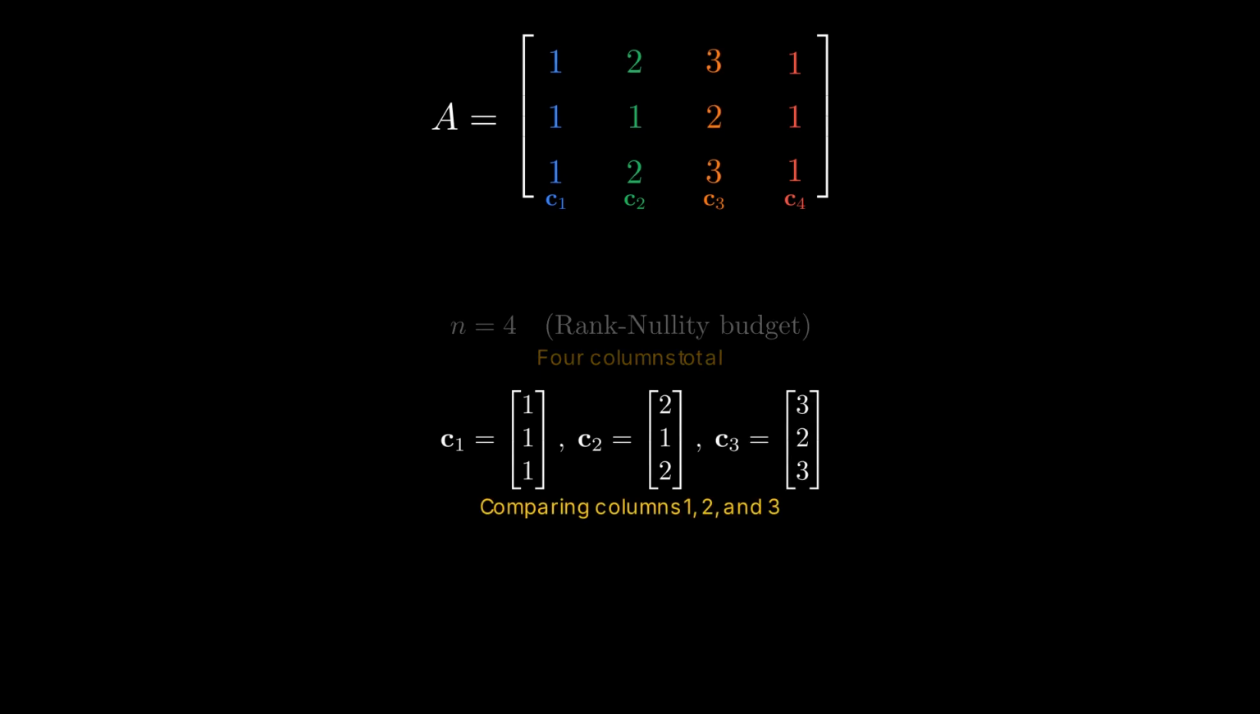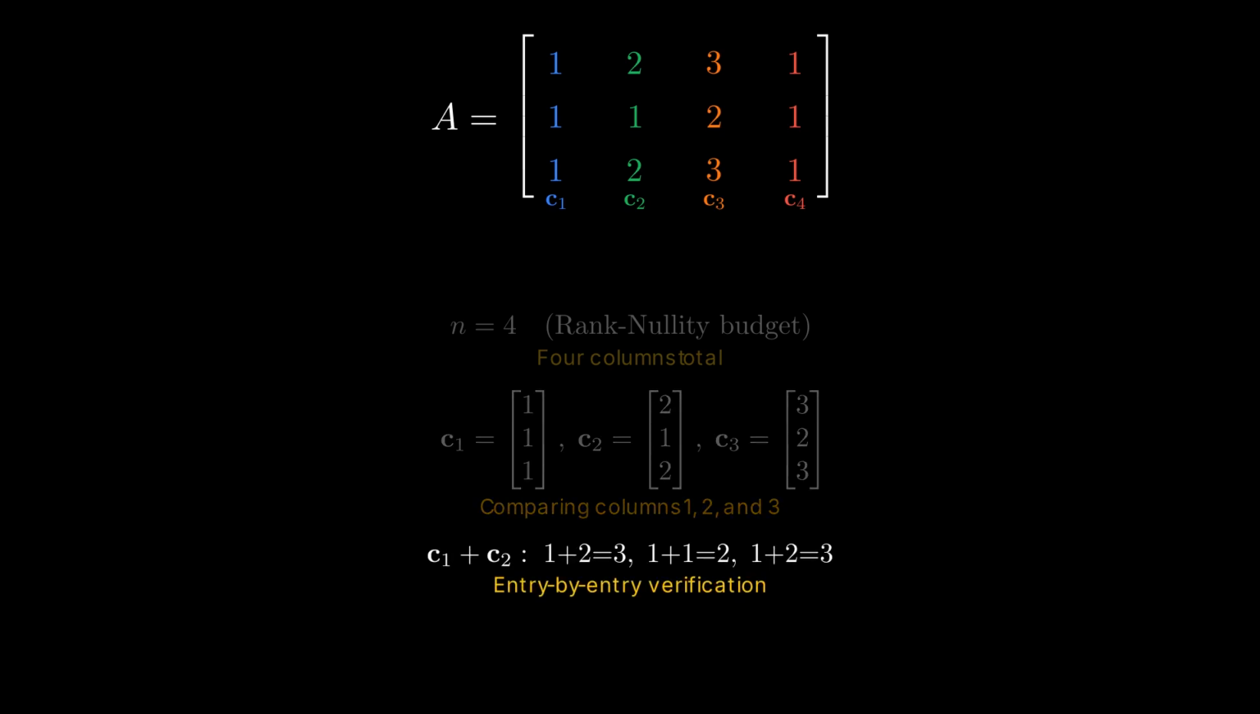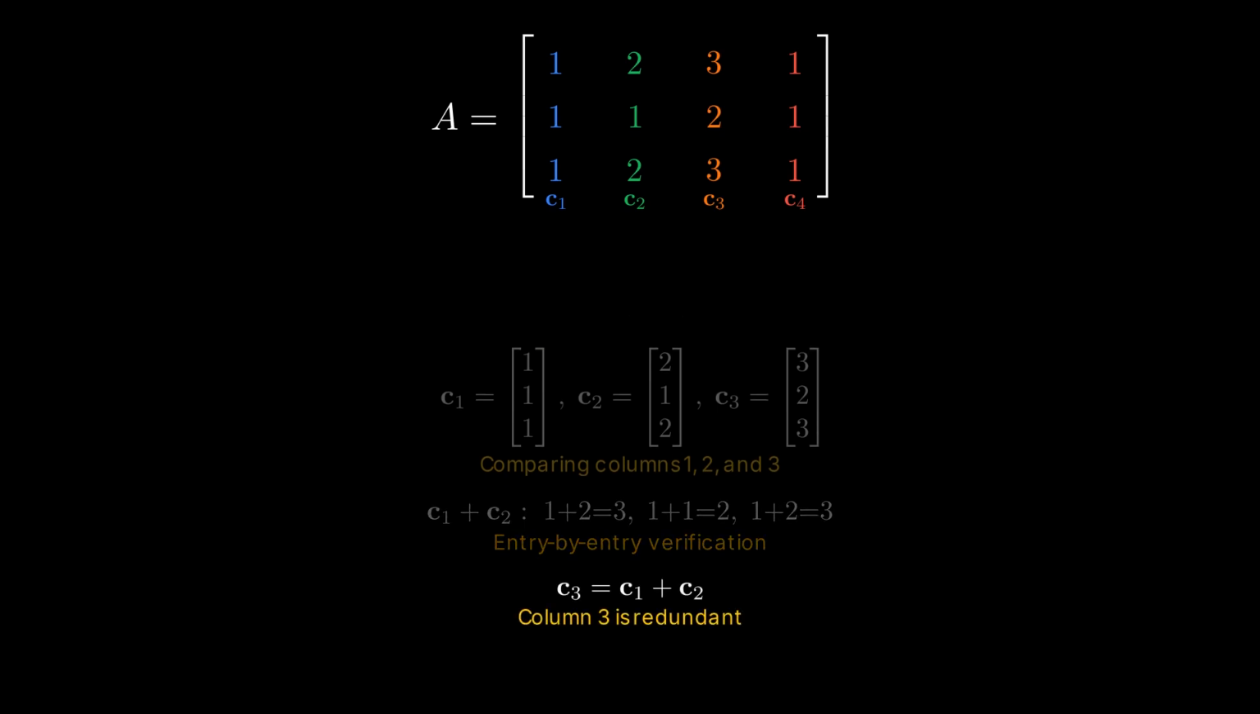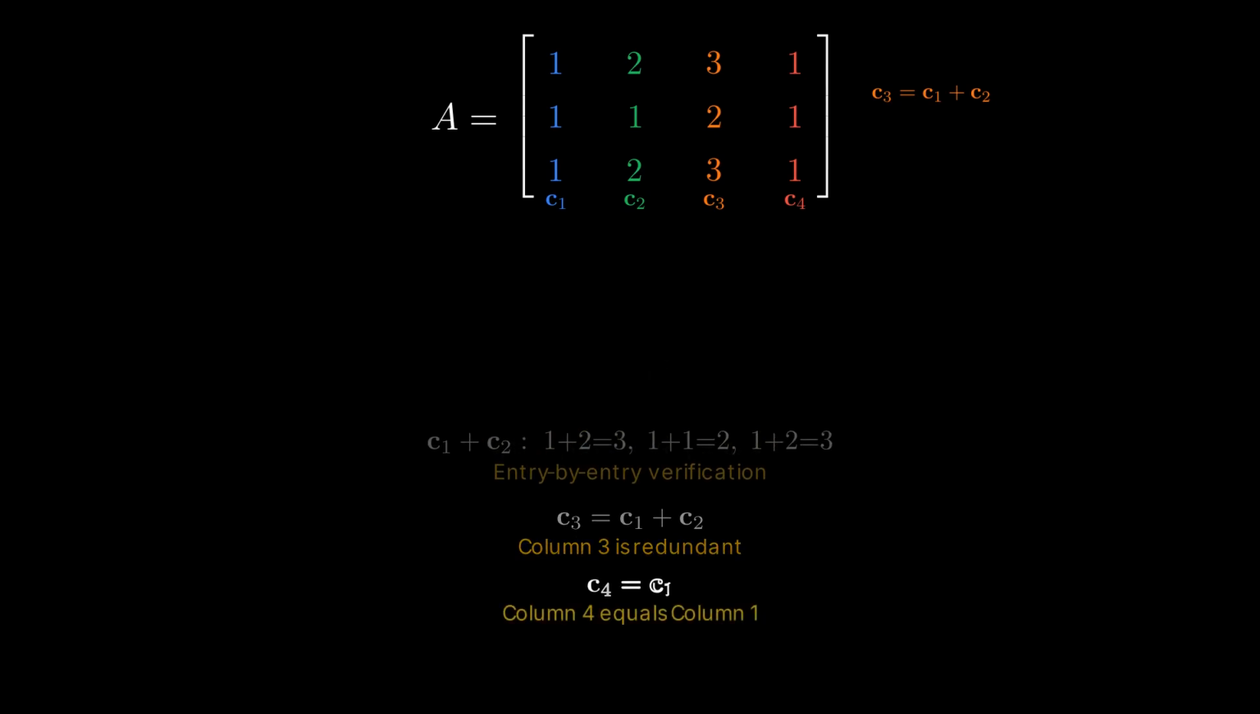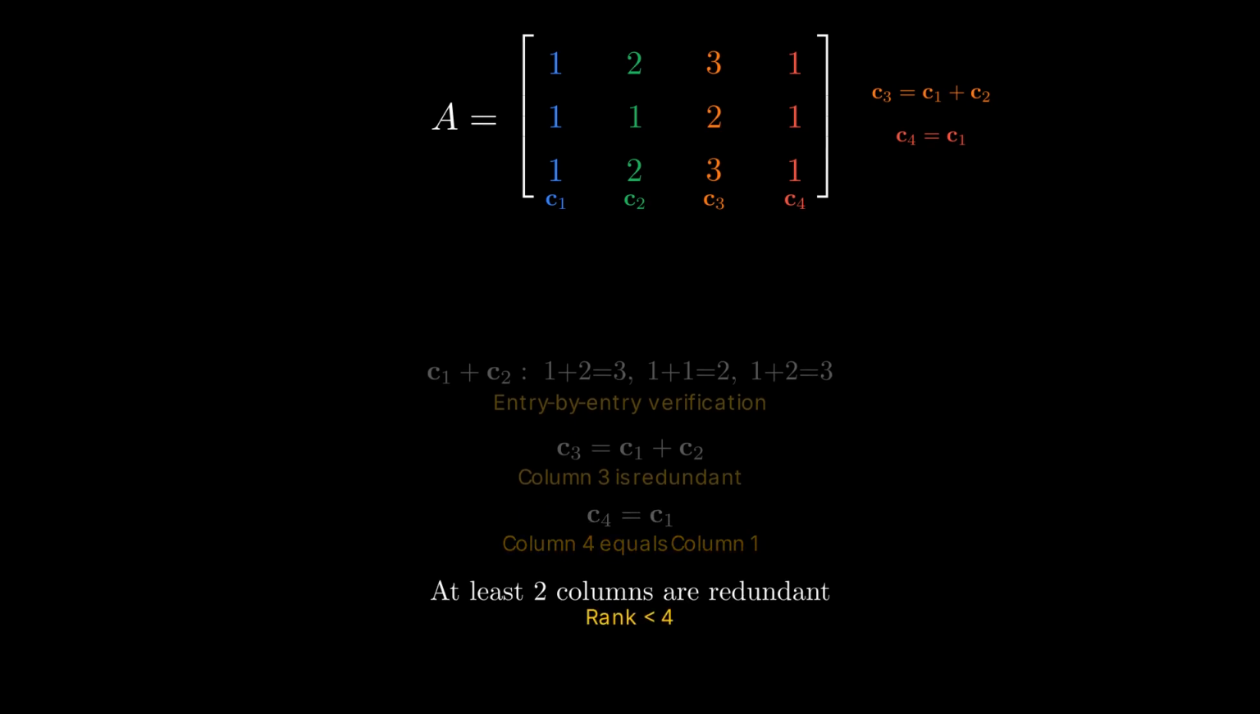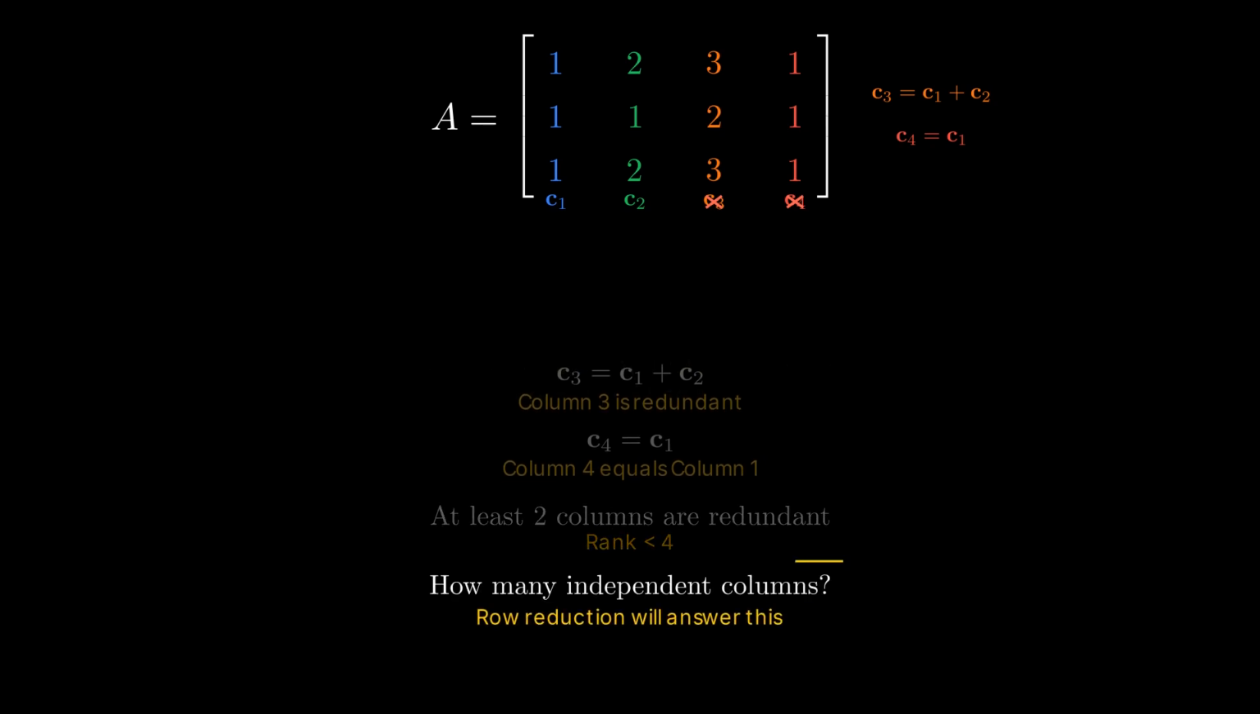Before computing anything, let's look at the columns carefully. Column 3 equals column 1 plus column 2. Check each entry. 1 plus 2 is 3. 1 plus 1 is 2. 1 plus 2 is 3. It checks out perfectly. Now look at column 4. It is identical to column 1. So at least 2 columns are redundant, meaning they are built entirely from the others. This tells us the matrix cannot possibly have 4 independent columns. Row reduction will tell us exactly how many independent columns it does have.